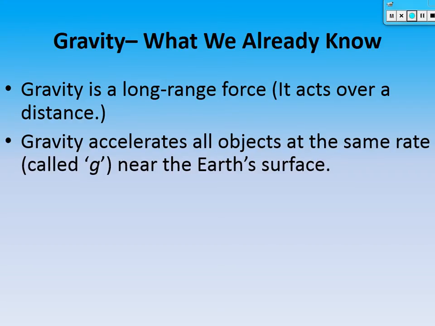Gravity accelerates all objects at the same rate. We've proved that in labs with calculations, and we've also seen that two objects will fall at the same rate. That rate is called g. And near the Earth's surface, g is equal to what? g is equal to negative 9.8 meters per second squared. Again, negative because it always pulls things down.